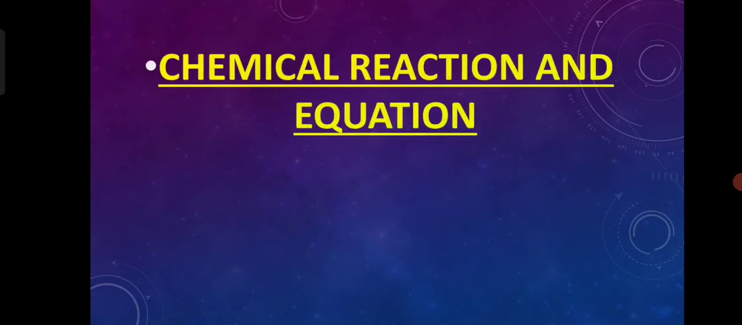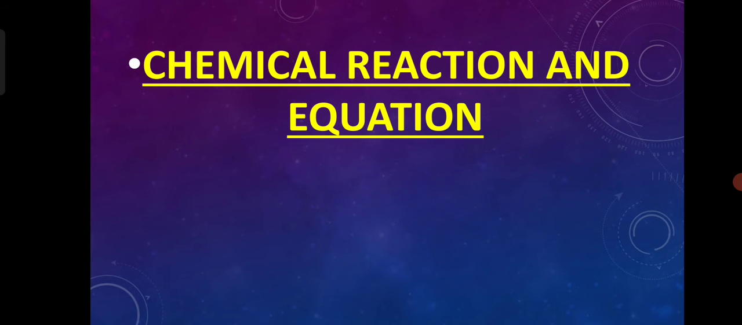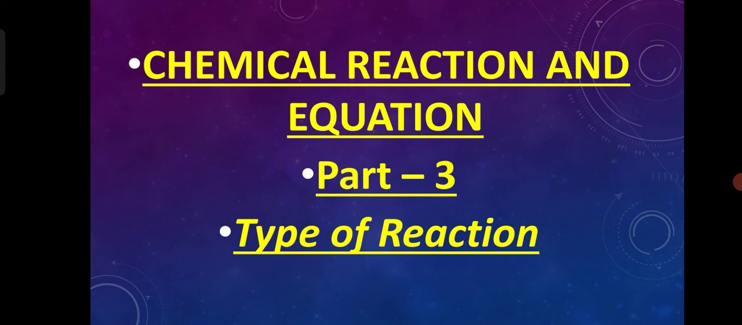Today we are going to learn about chemical reactions and equations, part 3, called the types of chemical reactions. You know what? We have millions of reactions in our surroundings. All these reactions have been put together under a few types of chemical reactions. Those few types of chemical reactions we are going to learn today. So right away we go into the concept.